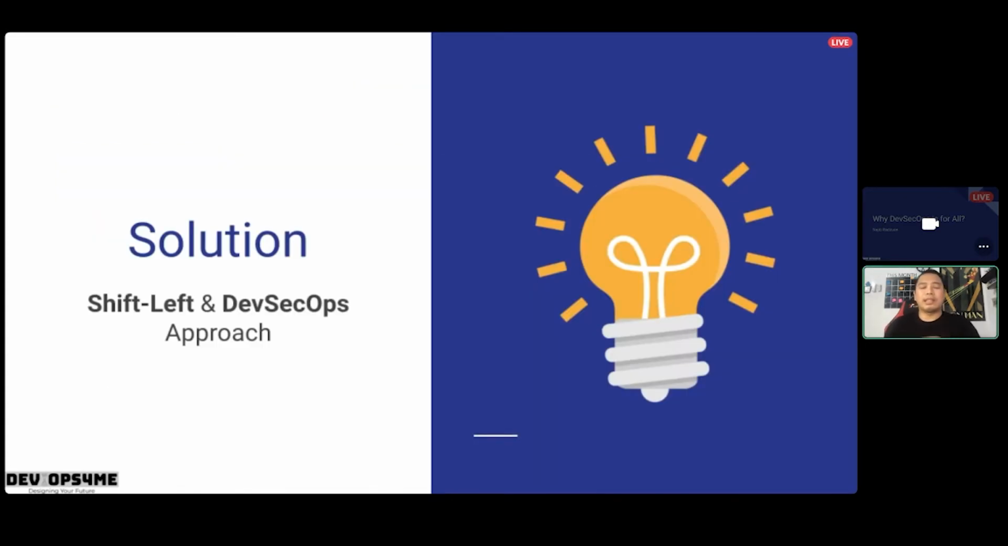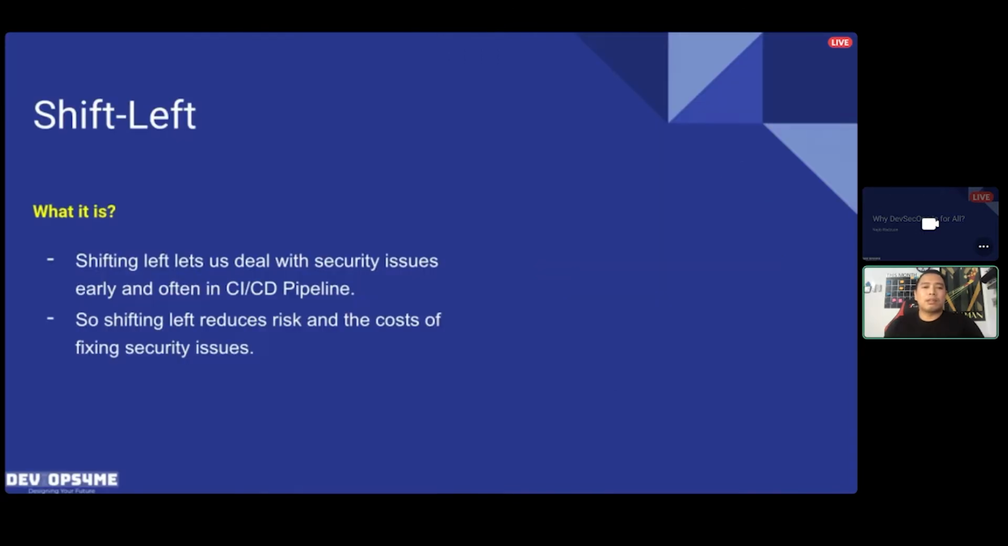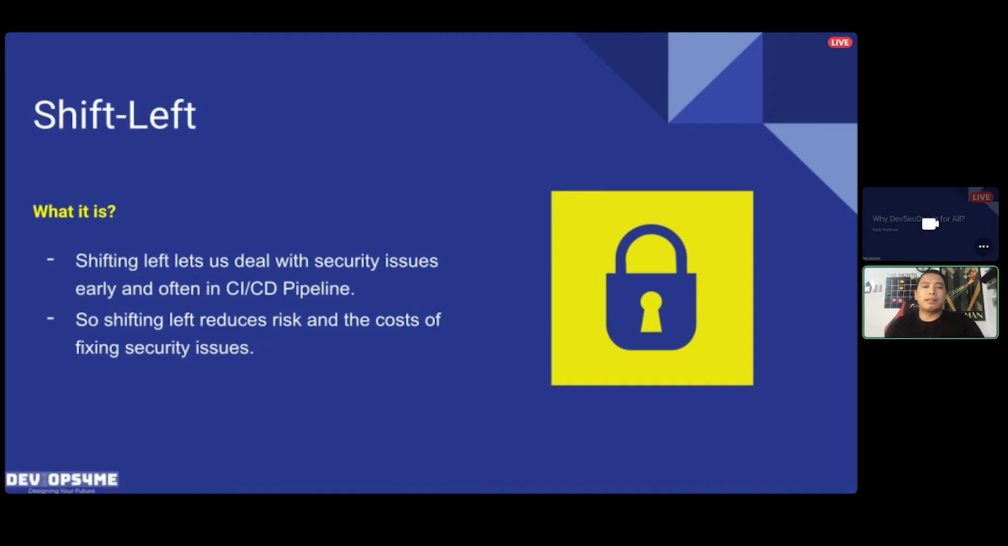So nowadays, I think we are lucky enough. We found the solution for the problems that I mentioned earlier. We can use a shift left and DevSecOps approach. So now, what is shift left? It's actually the philosophy of DevSecOps. It begins security testing early in the software development lifecycle by creating security planning, testing, and monitoring in each phase of the DevOps pipeline. So shifting left lets us deal with security issues early and often. Shifting left also reduces the risk and the cost of fixing security bugs or security issues.